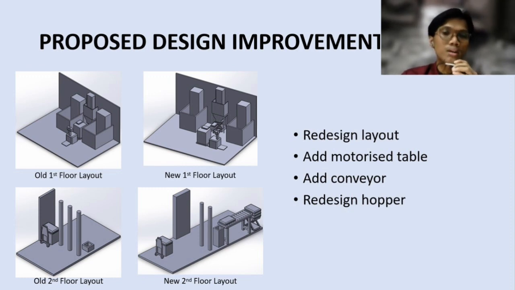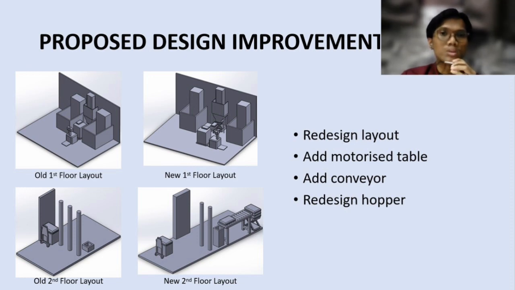Then after that, for the first floor and second floor, we need to add a conveyor so the worker can transfer the sack easily from one point to another. After that, for the second floor, we need to add a motorized table so that the sack can be moved easily with it.